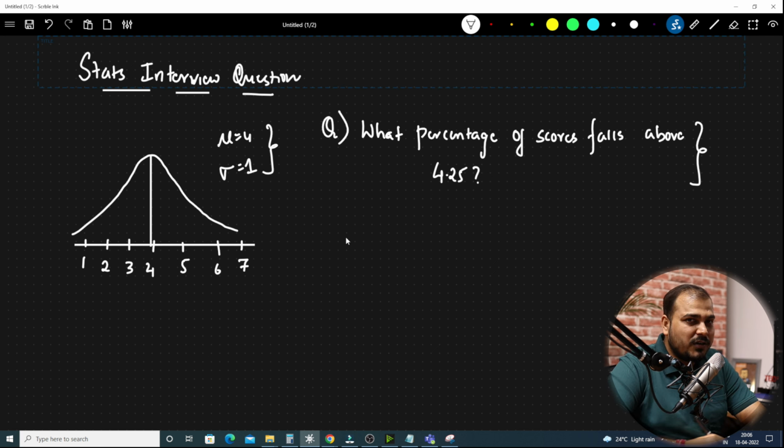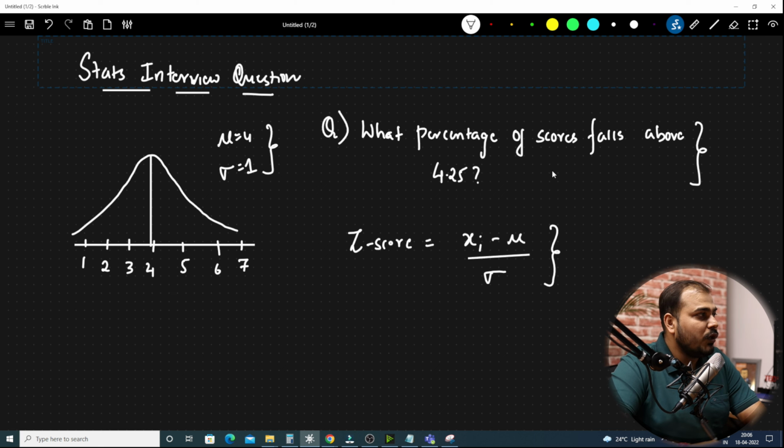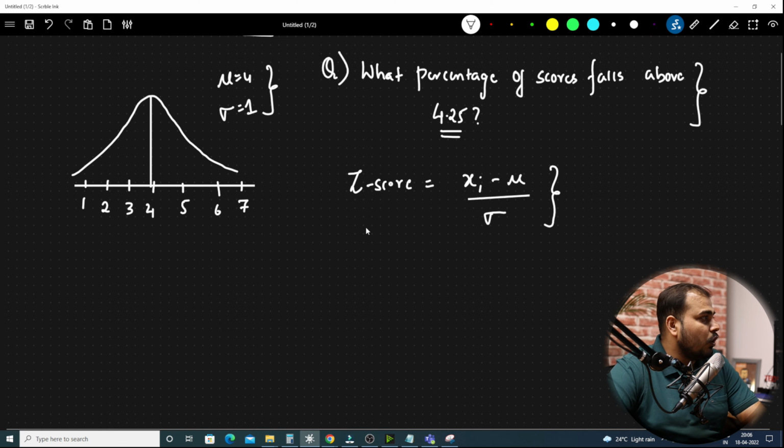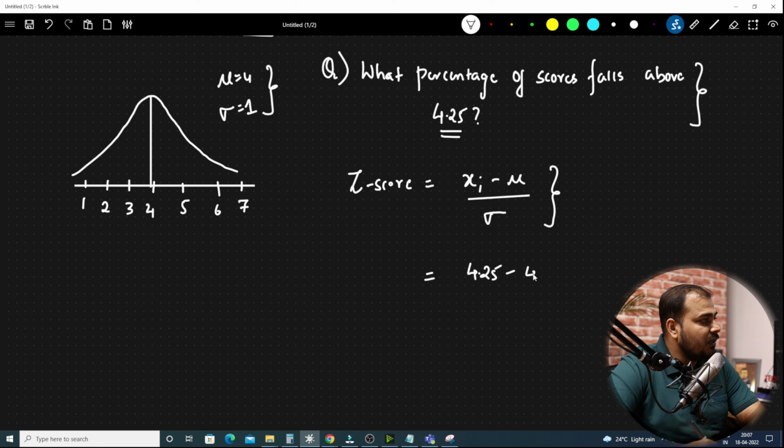I hope everybody knows about Z-score. In Z-score, we basically use this formula, that is x_i minus mu divided by standard deviation. So the first step when we want to solve this problem is that we need to find out where 4.25 lies in this distribution based on standard deviation, and that we can calculate with the help of Z-score. So over here, I'll just say x_i is nothing but 4.25, minus mean 4, divided by standard deviation, which is 1.